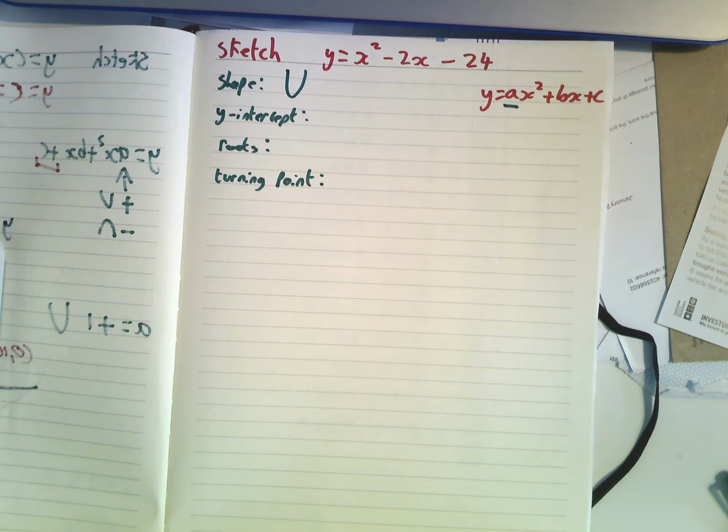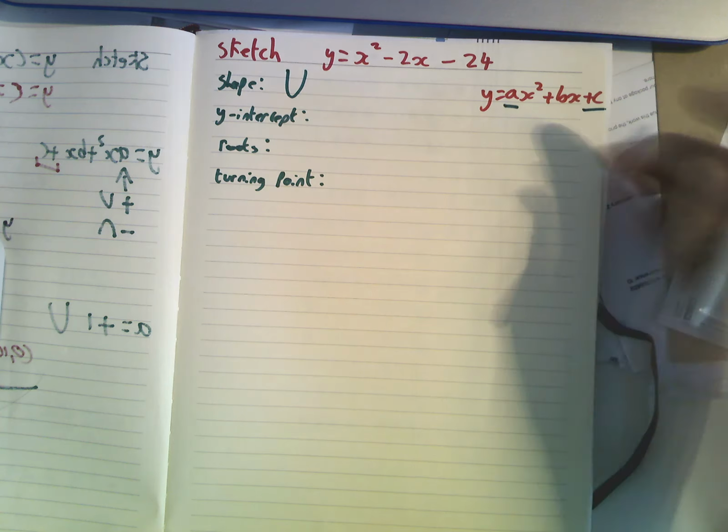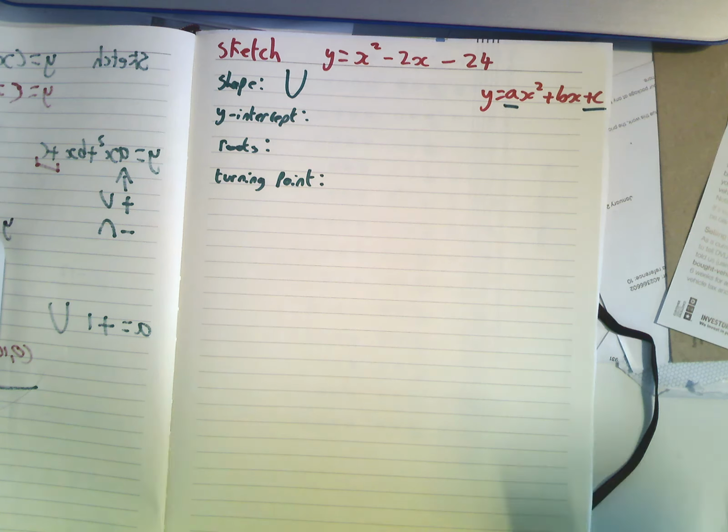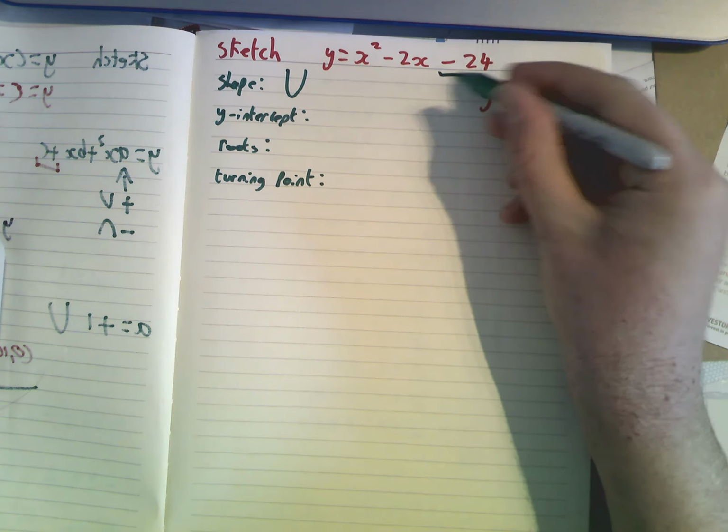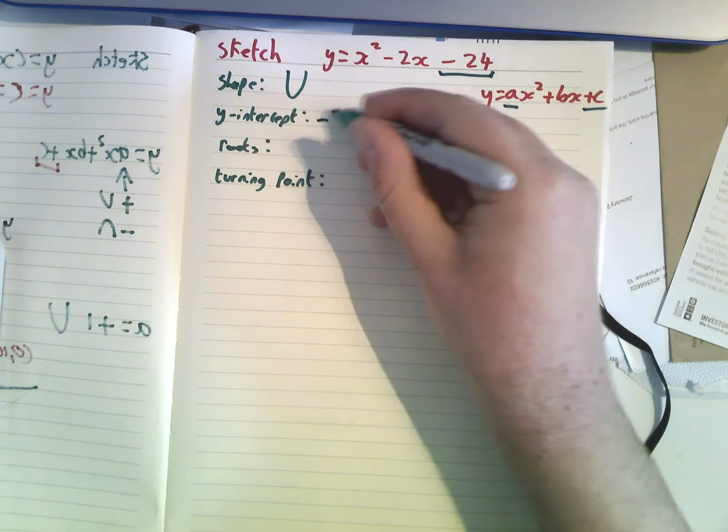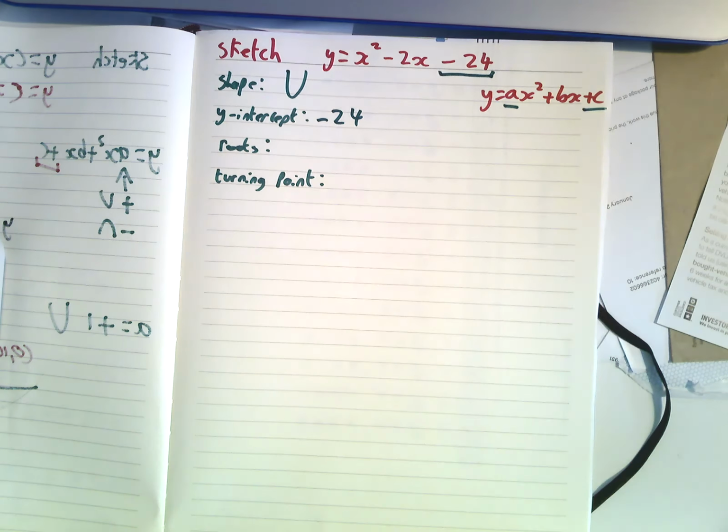And again, the y-intercept is really easy to spot. It's c. The y-intercept is c. So in this case, the y-intercept is -24. So what's happened now is I've got two really useful bits of information for drawing my graph. I know it's going to be a U shape, and I know it's going to go through the y-axis at the point -24.